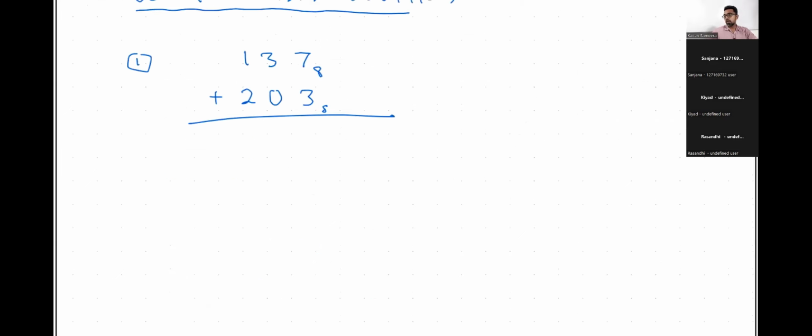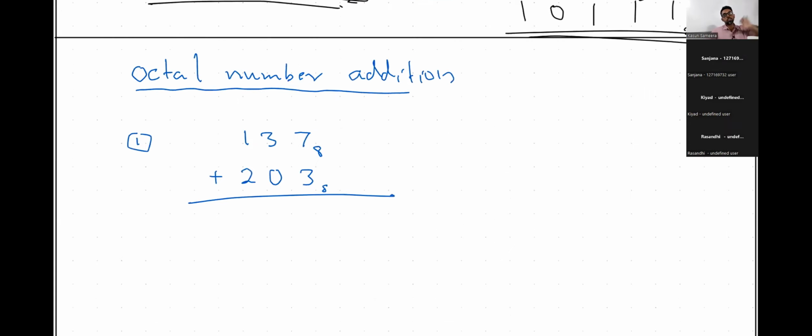Easy. This time you have to take what? Maximum number is 7. When you reach 8, you have to take all 8 circles to the next position, then it will become 1. Okay, octal 8. Now 7 plus 3 is 10, but we can take how many to the next position? Just 8. How much remains? Remaining 2. Got it? Then 8 circles will become 1 circle in the next position.